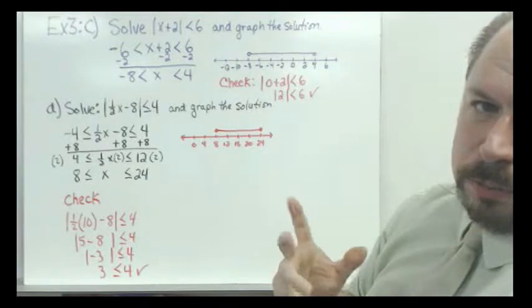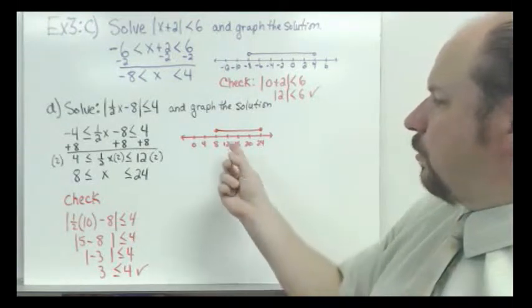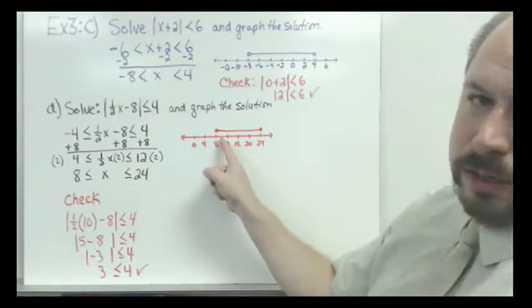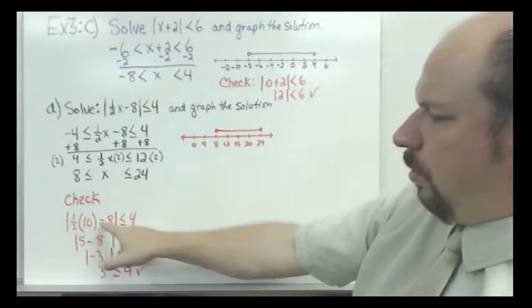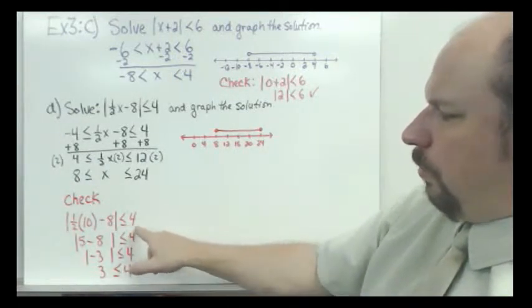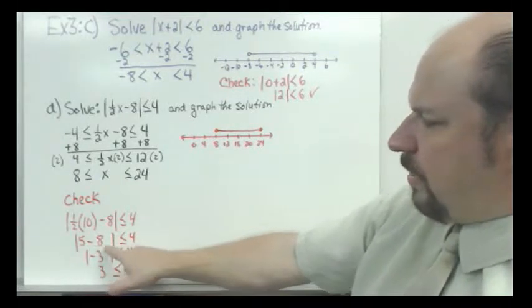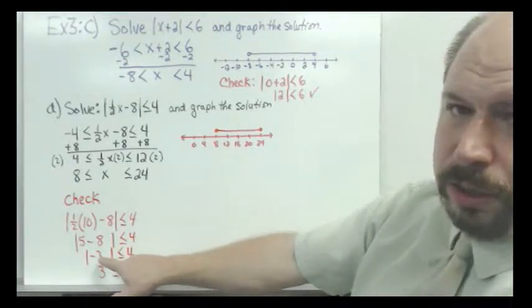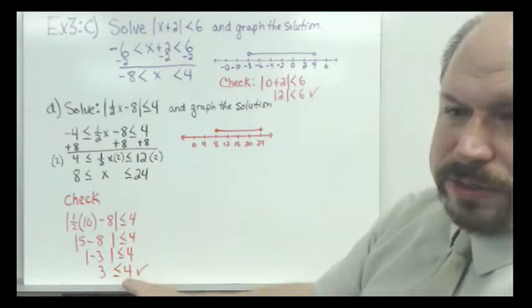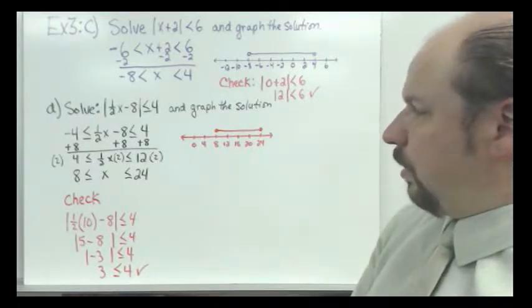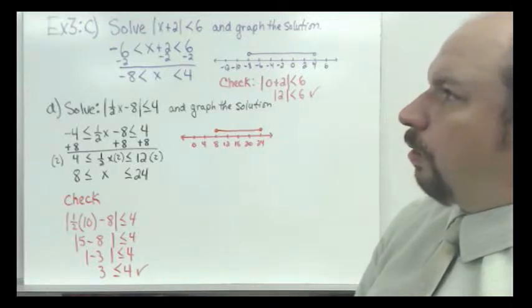And we need to pick a number to test, to check our answer. So let's try 10. 10 seems to be a good number to use. So 1/2 of 10 minus 8 is less than or equal to 4. Well, 5 minus 8 is -3. And when we take the absolute value of -3, it's +3. And 3 is less than or equal to 4. So it does check out for our example.